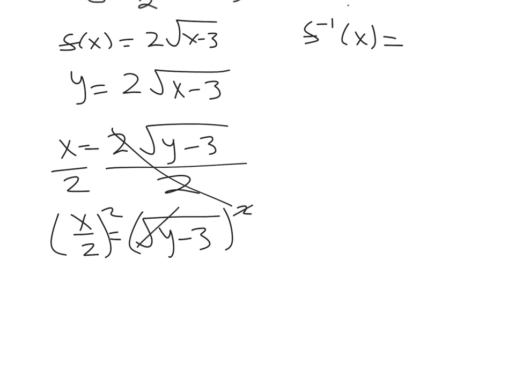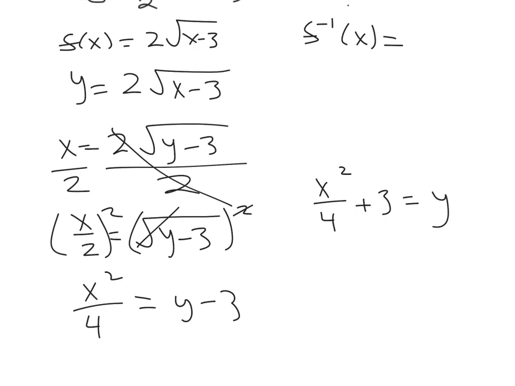And now what I have here is I can distribute that using the powers rule, right? So I have x squared over 4. And then I have y minus 3. Now what I'm going to go ahead and do is add 3 to the other side. So I've got x squared over 4 plus 3 is equal to y. And then voila, you're done.